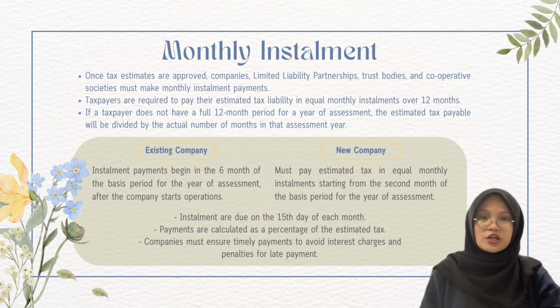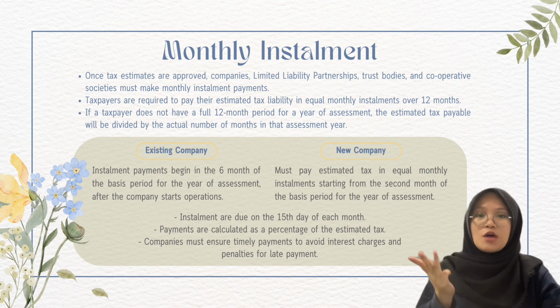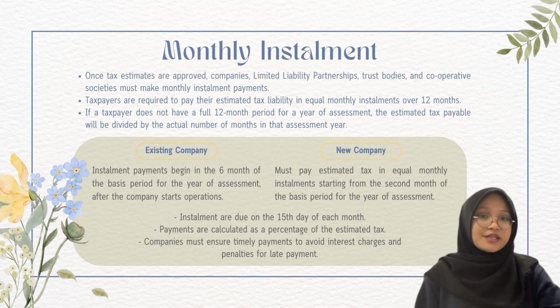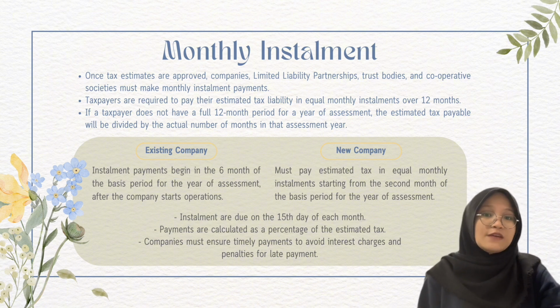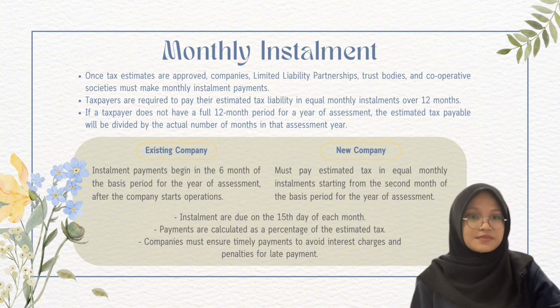We are going to talk about the monthly installment next. Once tax estimates are approved, companies, limited liability partnerships, trust bodies, and cooperative societies must make monthly installment payments. Taxpayers are required to pay their estimated tax liability in equal monthly installments over 12 months. If a taxpayer does not have a full 12-month period of a year of assessment, the estimated tax payable will be divided by the actual number of months in that assessment year.